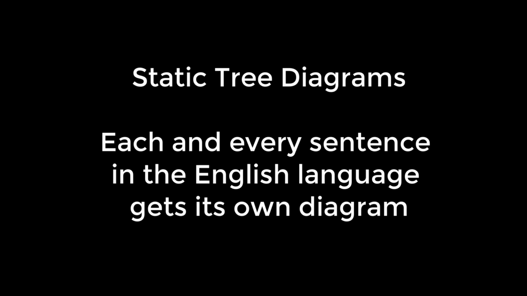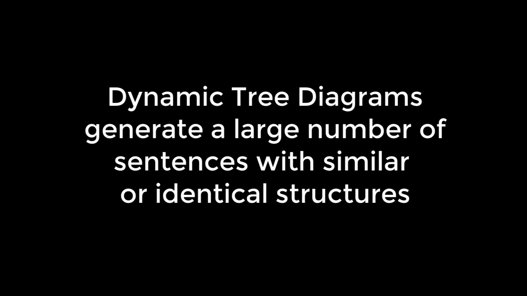Phrase structure rules. We can view these tree diagrams as either static or dynamic. Static would mean that we understand the diagram to be a representation of the sentence at the bottom of the diagram and nothing else, so that for every single sentence in English we could draw a tree diagram. Dynamic would mean that we understand the diagram to be representing a way of generating not only that one sentence, but a large number of sentences with similar structures.